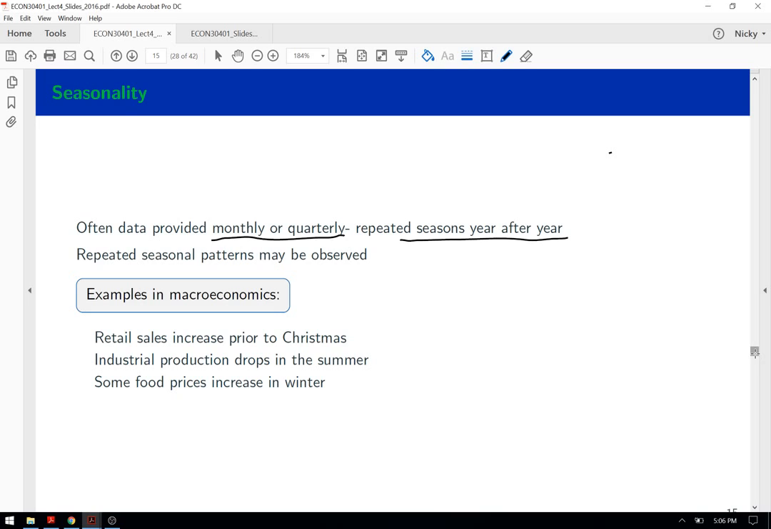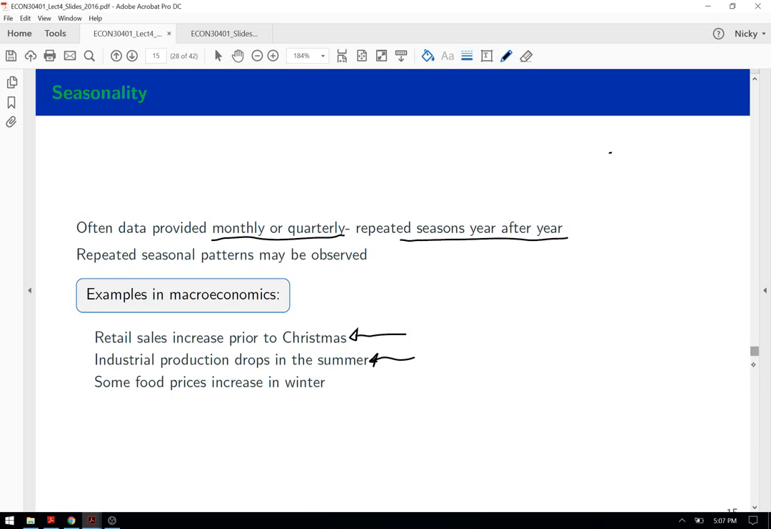Okay, so there's many examples of this, with retail sales. And again, it may be that there's some seasonal pattern to the time series data. For example, we often have that retail sales increase prior to Christmas, and this happens every single year. So we often find that retail sales are significantly higher in quarter 4 than in quarter 1, say, and this repeats every single year. Similarly, industrial production tends to drop in the summer, and there are many examples. So again, when there's some seasonal pattern to the data, especially when we're looking at the effect of one variable on another, we need to somehow model this seasonality.